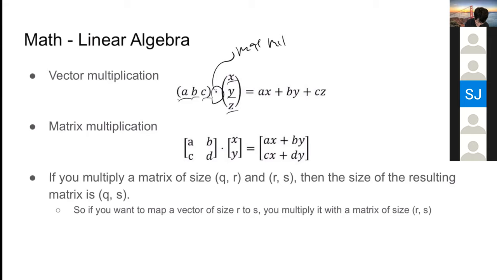And then you also need to know matrix multiplication. This part will be x times a plus y times b, and then this part will be y times c plus y times d. And the general idea is that you see the dimensions: usually you go for the row first and then column. So the size will be here 1 times 3, and this is 3 times 1, right?